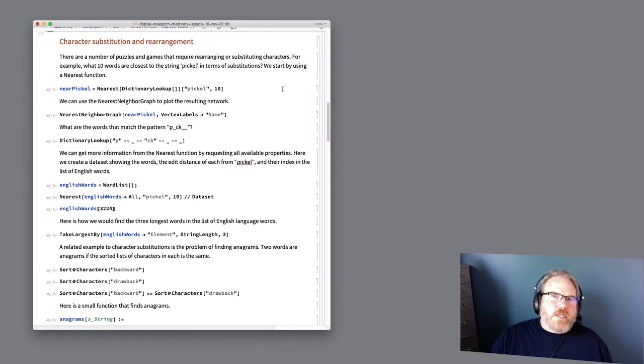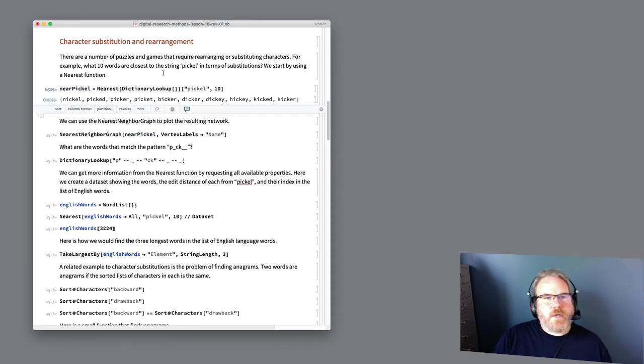Another example of things that we can do at the character level has to do with rearranging characters or substituting characters. So for example, if we were to ask what are the 10 words that are closest to the string pickle in terms of substitutions, we can use a dictionary lookup for pickle, and then we create a nearest function, and that shows us which 10 words are nearest to this one. So to get from pickle to nickel, we only have to replace one character, the first. Pickle to picked, replace the last. Pickle to picker, replace the last character, and so on.